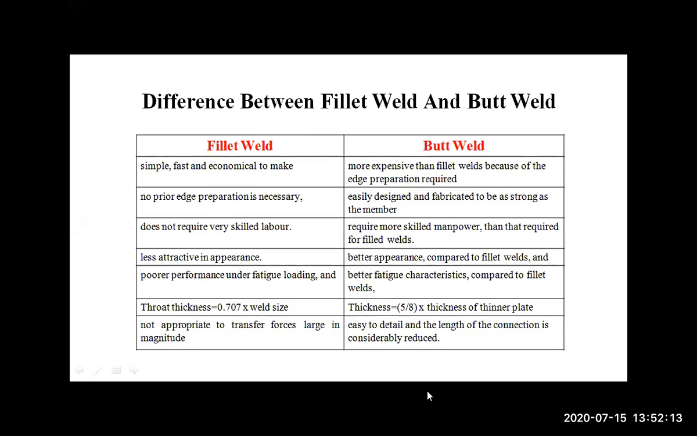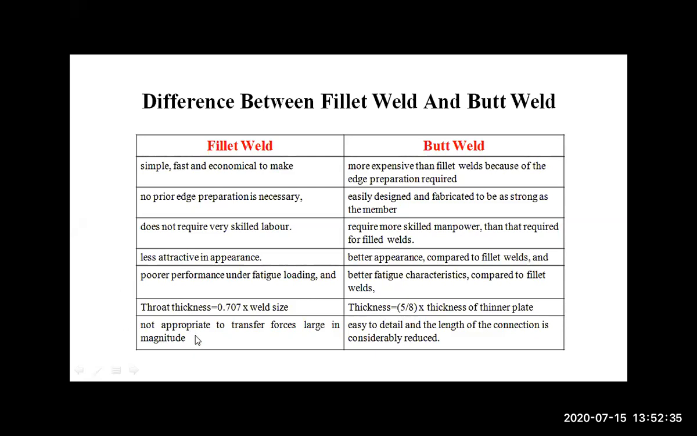So if the thickness of the two plates is the same, then no problem. If the thickness of the two plates is different, then take the thickness of the thinner plate, म्हणजे ज्याची thickness कमी आहे, ते into 5/8 केले की ती आपल्याला throat thickness मिळेल. Throat thickness ही welding ची thickness आहे in diagonally, that we will see, what is throat thickness.